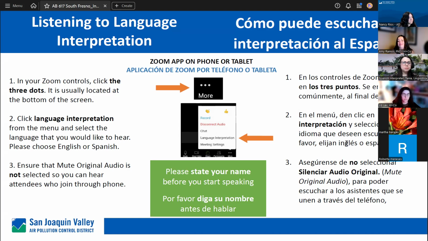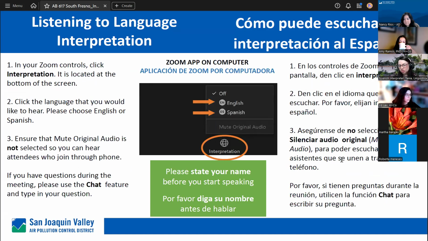And now we're going to give those same instructions in English. Hello, everyone. Welcome to your meeting. This is just a reminder that, as usual, we are providing simultaneous interpretation for this meeting. So if you're a monolingual English speaker, we do ask you to please select the English channel. That way you will have that immediate interpretation from Spanish into English.